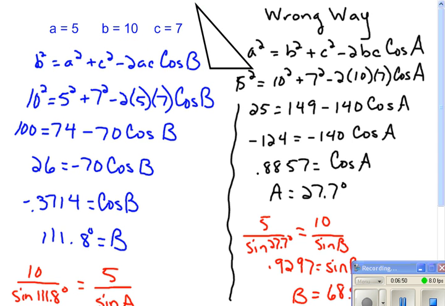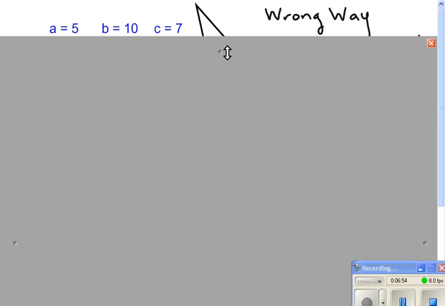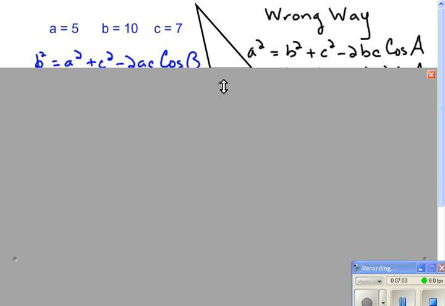So I'll cover that up so you don't see all the wrong answers. We're still going to start with A is 5, B is 10, and C is 7. But this time, instead of starting with the B squared like I suggest we do, I'm going to start with the A squared. So I'm going to start with A squared equals B squared plus C squared minus 2BC cosine A.